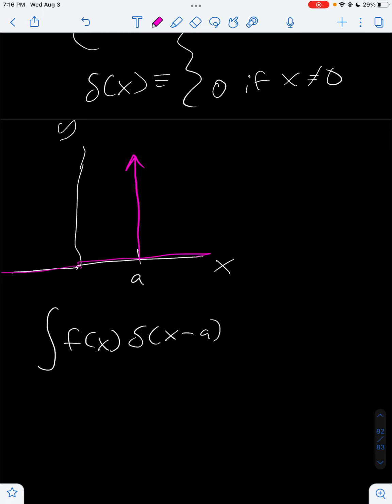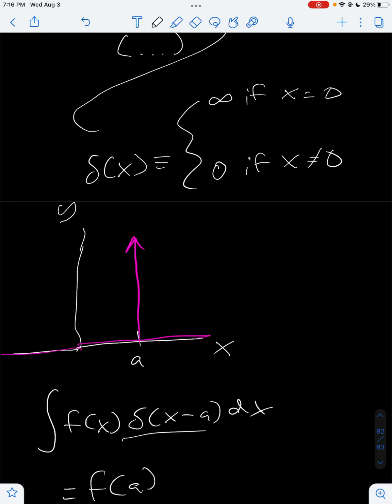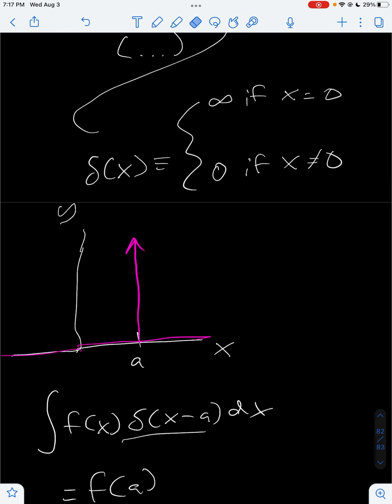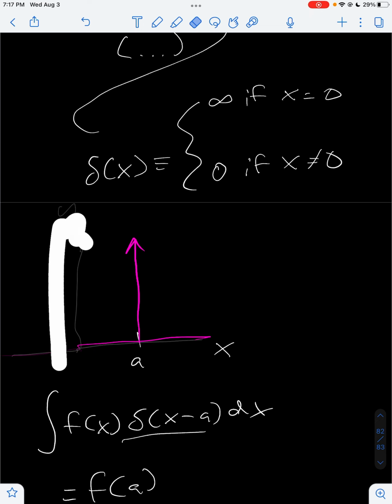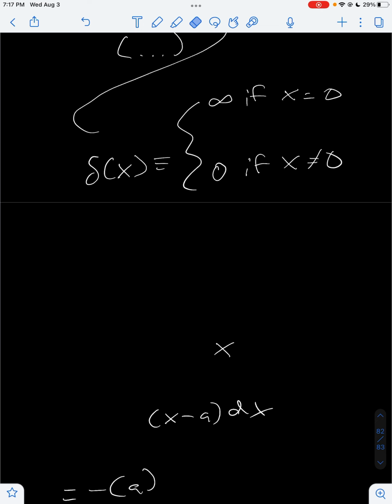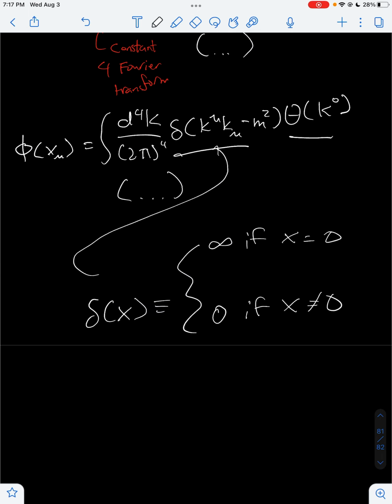So it can encode the location of a particle. This integral, when we integrate over x, is going to be equal to f of a. That's a cool property of the delta function. So again, it can sort of pick out where the particle is, and we use delta functions a lot for that. So that's just a brief rundown of delta functions. I recommend looking more into what a delta function is, because we're going to use it a lot in our quantum field theory series. So the next contender is also called the Heaviside function.